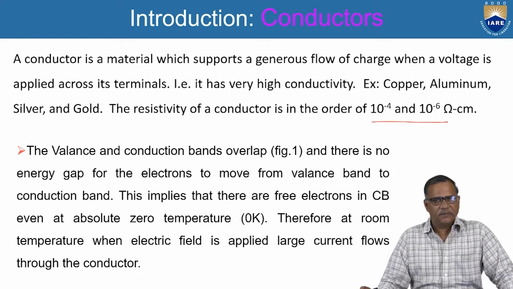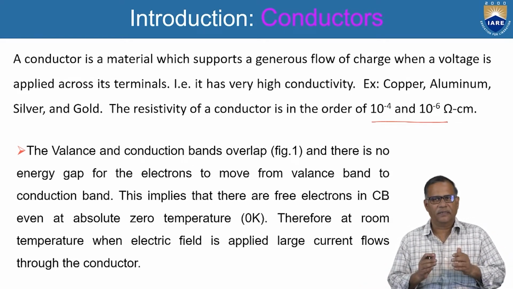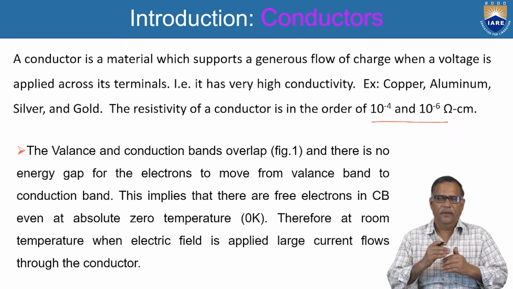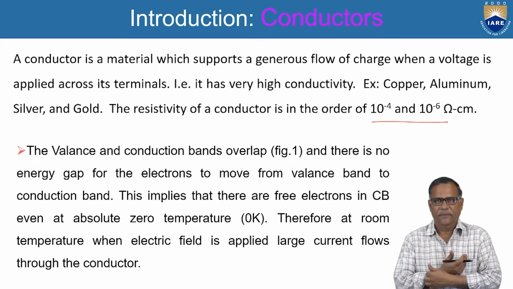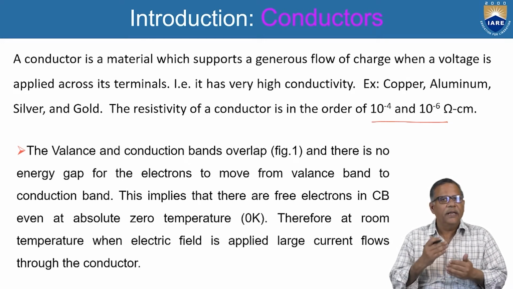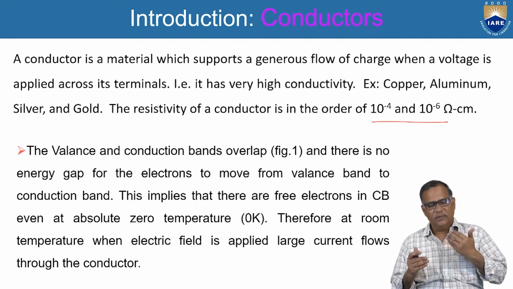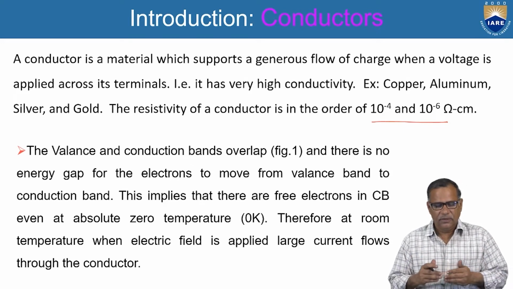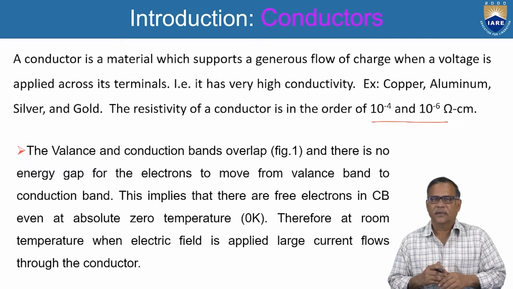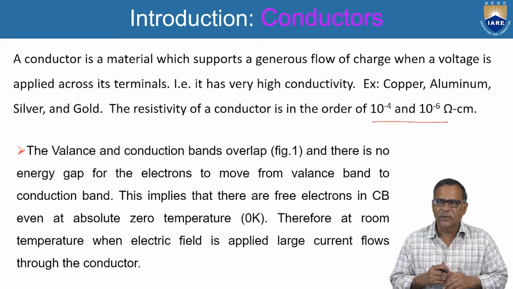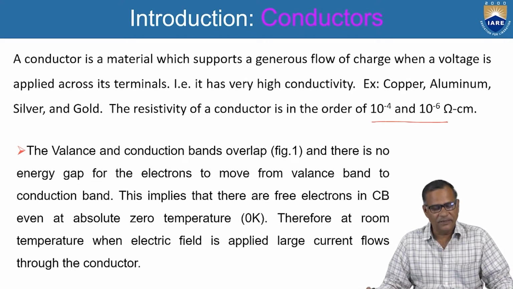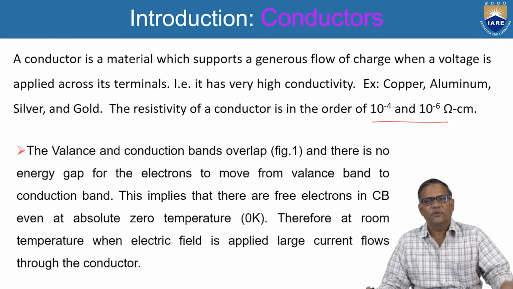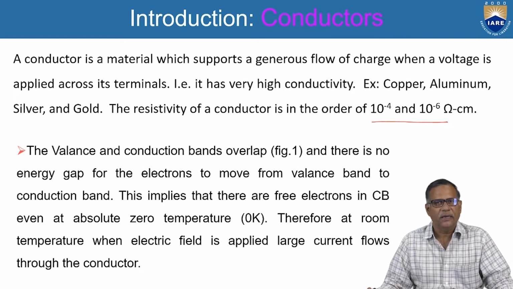In the case of a conductor, the valency band and conduction band overlap. That means the forbidden energy gap is negative, so practically there is no energy gap. The electrons can freely move from the valency band to the conduction band, so there are free electrons in the conduction band even at 0 degrees temperature. At room temperature, when the electric field is applied, you get a large amount of current flowing through the conductor.